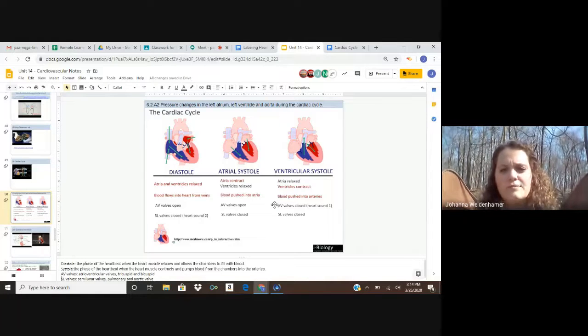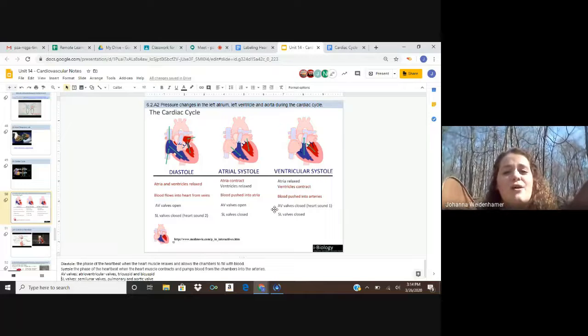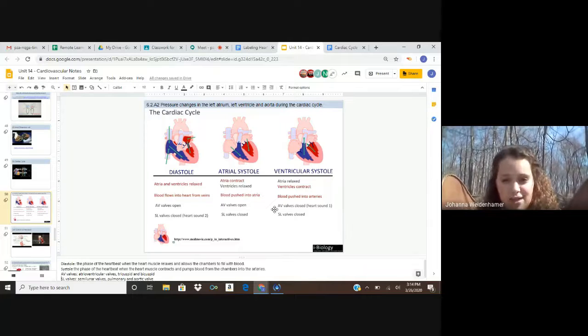Our fourth bullet says our AV valves are now closed, and that is going to act as our first heart sound, and it's going to be a lub sound. So as you can see here, our atrioventricular valves are closed. So again, looking at the picture, our bicuspid and tricuspid valves are closed now.